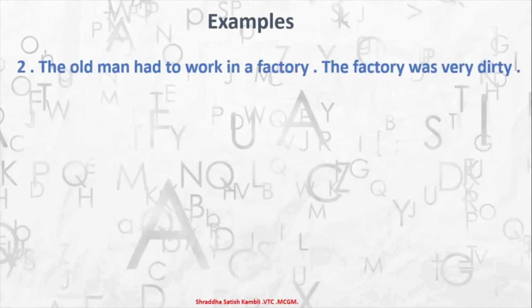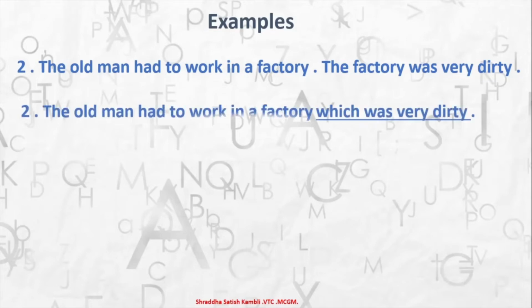Okay, moving on. Let's see some more examples. Here is a sentence for you. The old man had to work in a factory. The factory was very dirty. How will I combine it? The old man had to work in a factory which was very dirty. So now see, this is an adjective clause here. We are talking about the factory and we are giving some more information about the factory. We are saying that the factory was not very clean. How was it? It was very dirty.